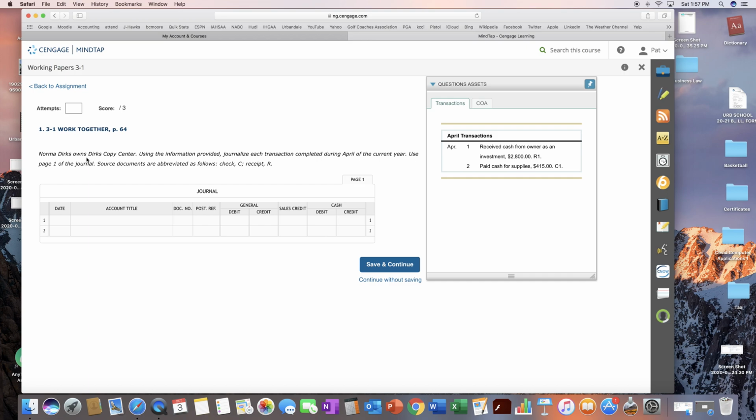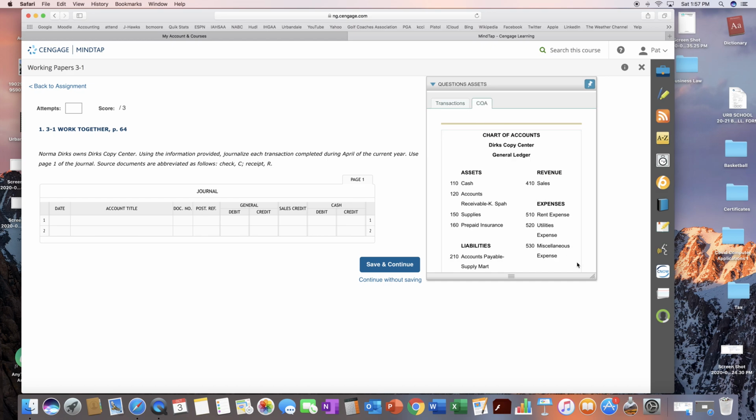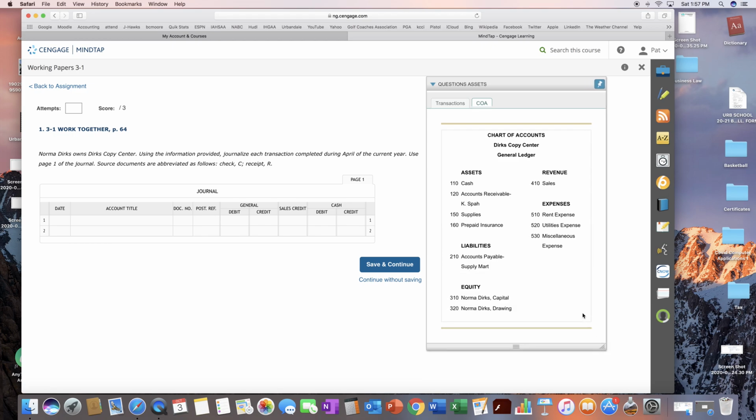It says Norman Dirks owns a copy center. We're in April. Page 1. I didn't talk about the journal page, but the page number is 1. We're using C&R as our check abbreviation. Source documents for check and receipt. This is what I was talking about again. We kind of hinted on this last chapter.